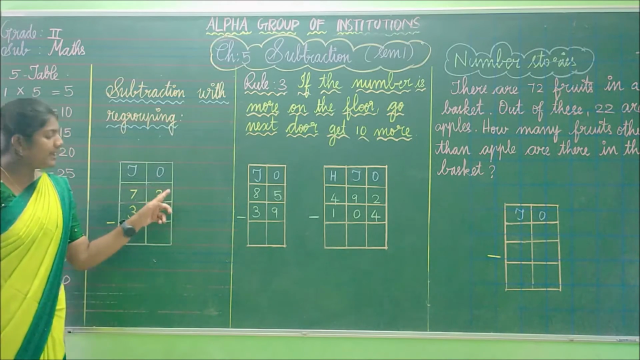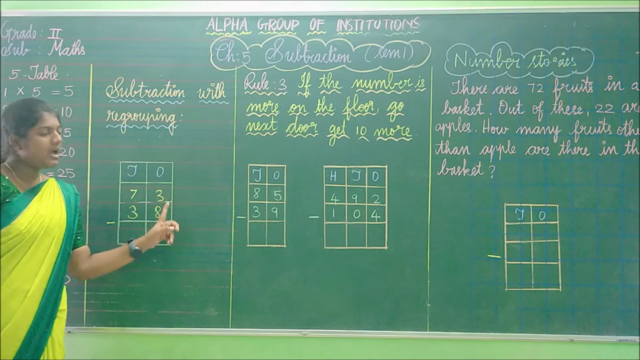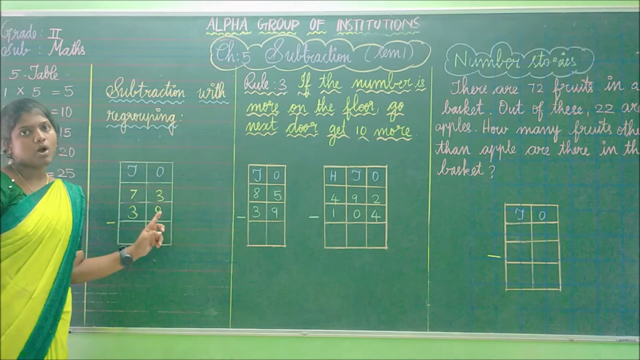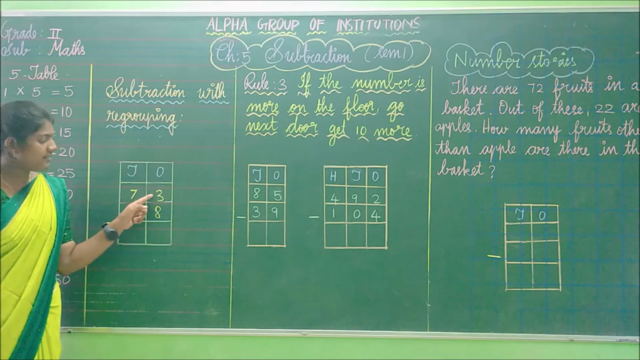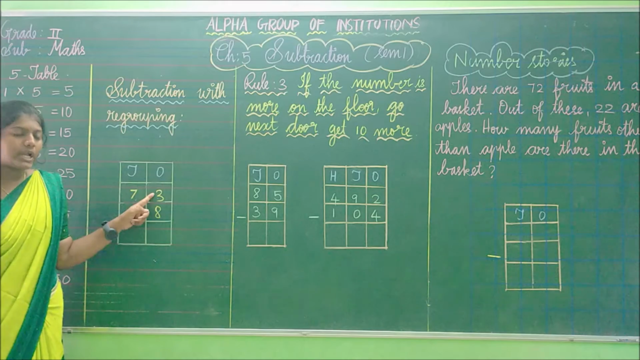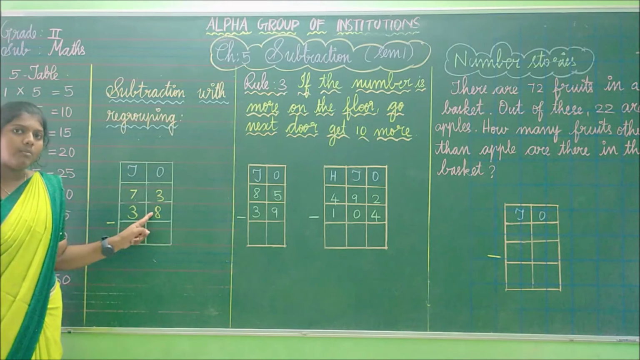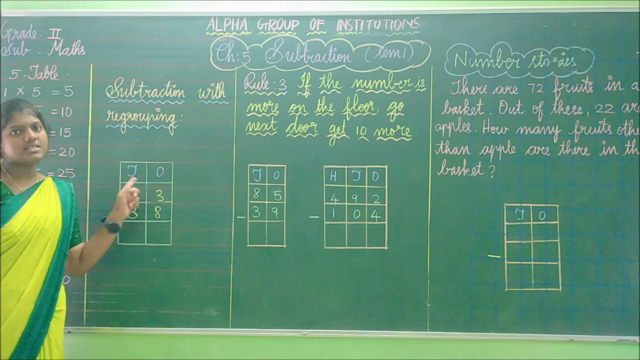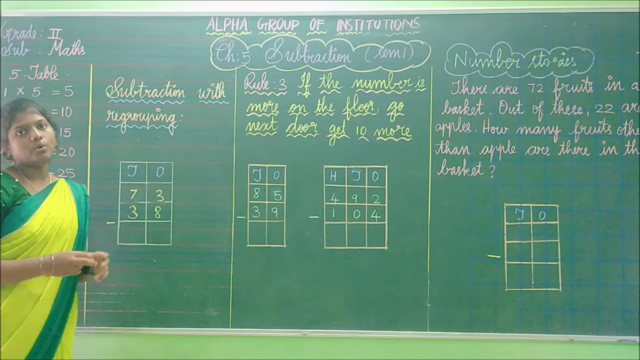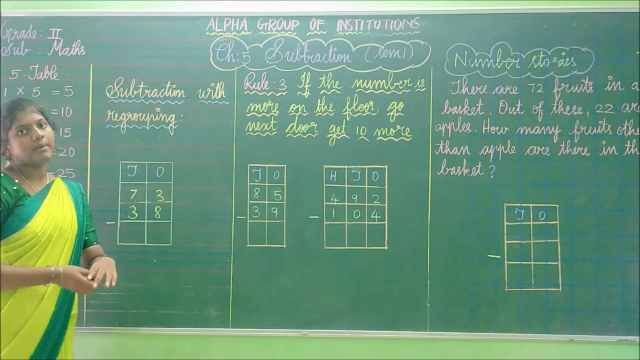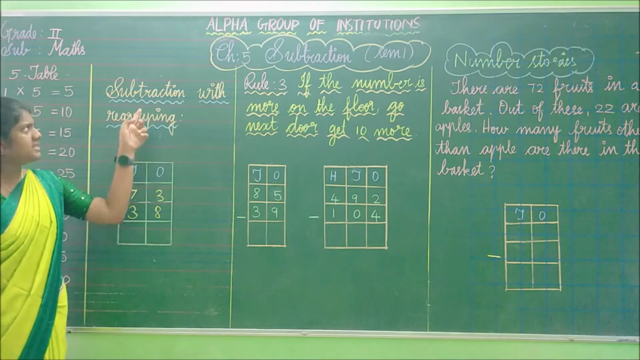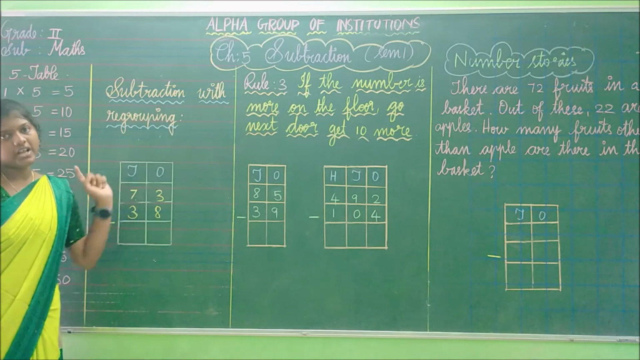In last class, without regrouping, we had a bigger number on the top and a smaller number on the bottom. But today we are having a smaller number on the top and a bigger number on the bottom. So for this sum, we have to borrow some number from the next number. So this is subtraction with regrouping.